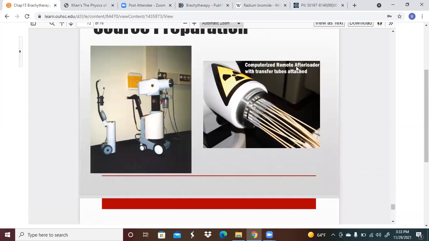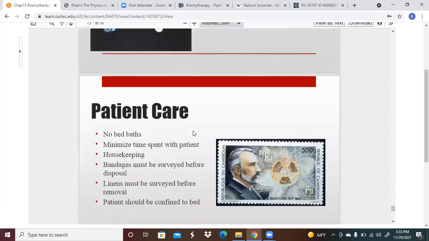Here you've got a picture of a computerized remote afterloader with the transfer tubes attached. Obviously, you want that set so that it can be regularly used and predicted. That way you know where this source should be traveling and for what distance, that kind of thing. How long is the wire to extend for those particular types of channels? There's a lot that goes into that. You might not think about it on the face of it.